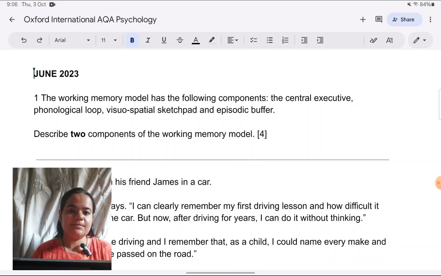In today's class, we will learn how to answer some questions from Paper 1 of Oxford International AQA Psychology. I want to keep this video fairly brief, so I will not explain all the topics to you. Rather, my focus will be on answer writing: to understand the questions, how we should understand them, and how we should write the answers. That is what I will be explaining throughout the video.